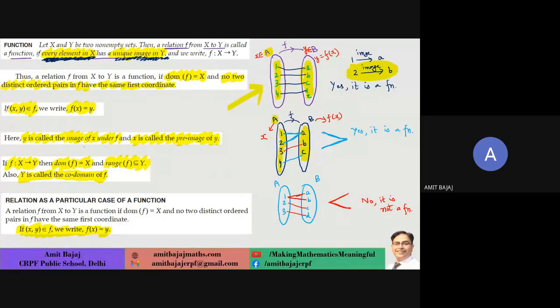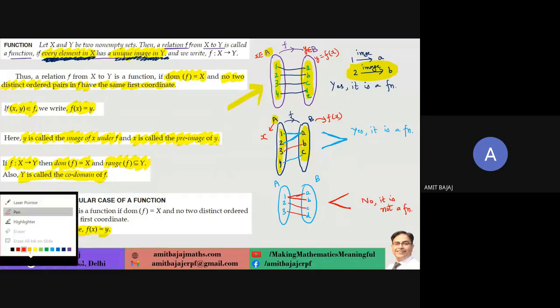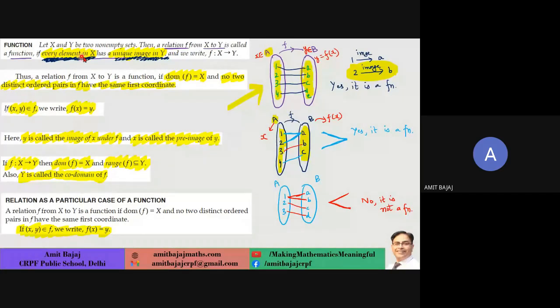So two important observations were there to highlight. Every element in X has to have a unique image in Y. So for this example, on the right hand side, the first diagram, clearly it is a function. And in simple words, I did mention if there is a greater than type sign also, right? So every element is getting a unique image, hence it is also a function. But the third case is clearly not a function.